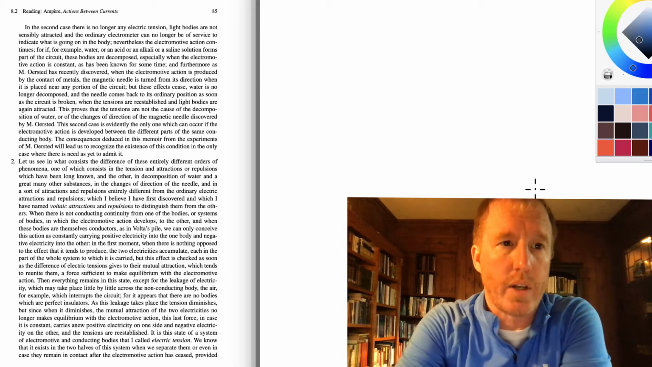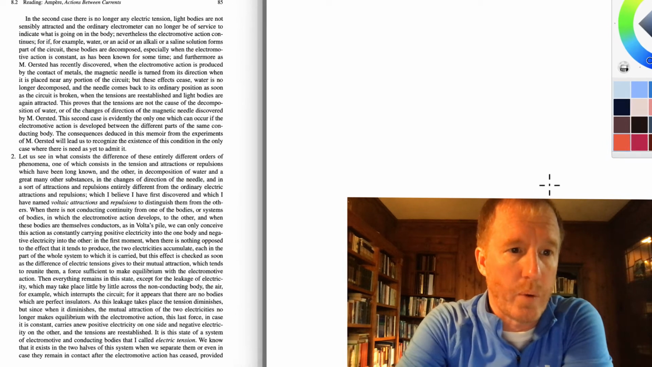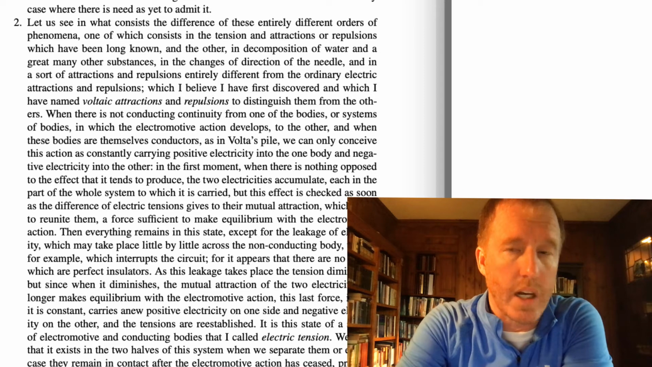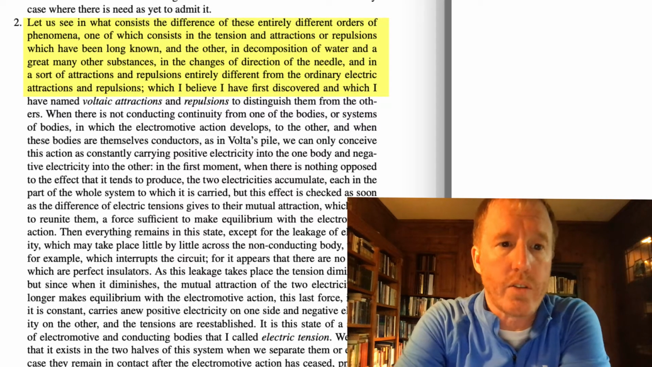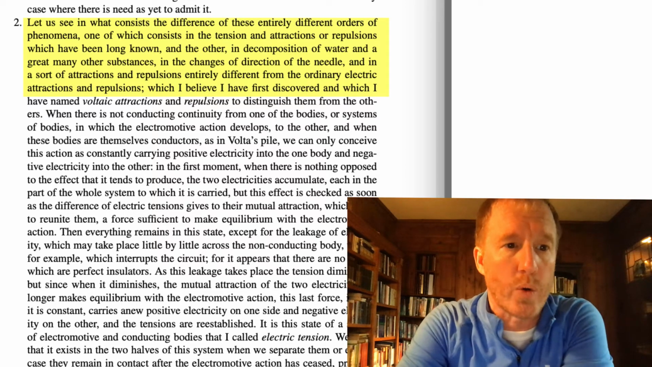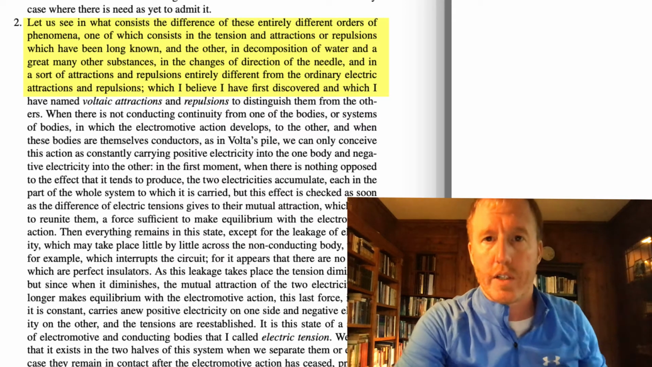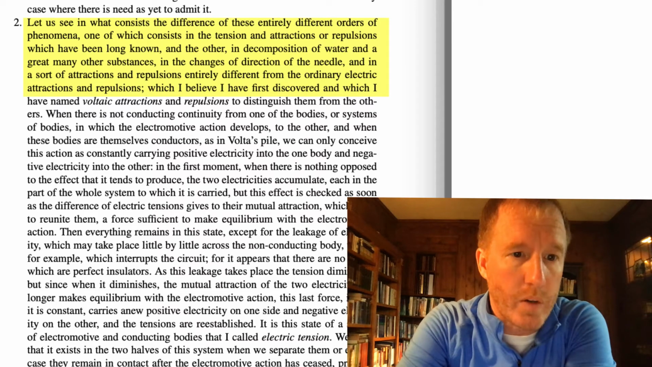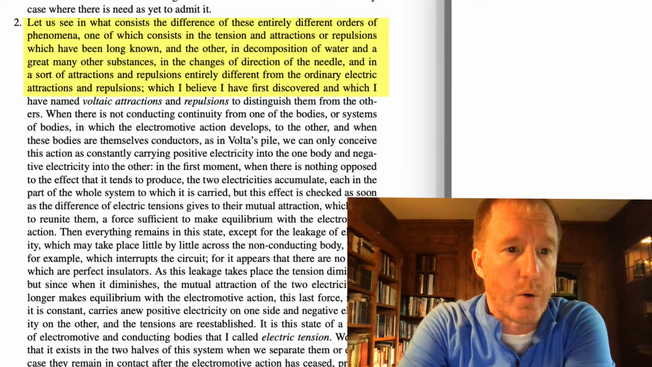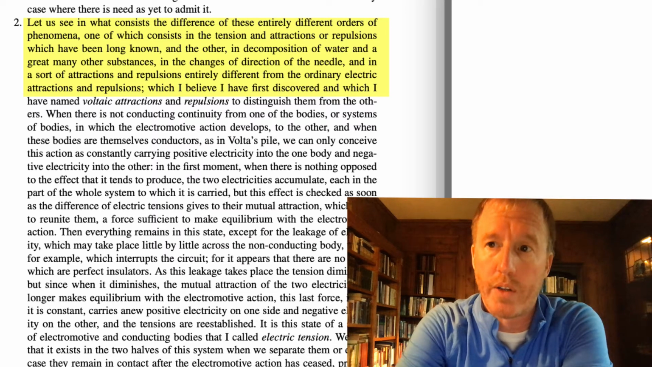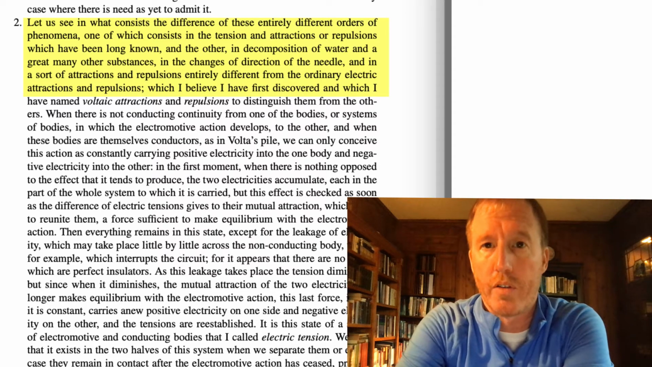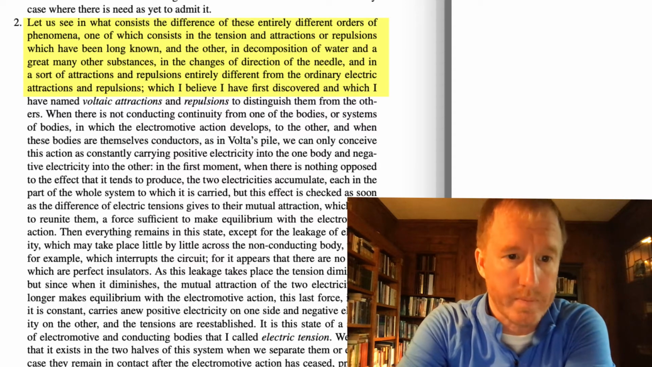So if you look down here at page 85, point number 2, he says, let us see... I'm going to read some of this and then comment on it as I go. "Let us see in what consists the difference of these entirely different orders of phenomena." He's talking about electric tension and electric current. "One of which consists in the tension and attraction or repulsions, which have been long known." So think about when you charge up two small objects, hang them from strings, and then they either attract or repel one another based on whether they're both positive, both negative, or opposite charges.